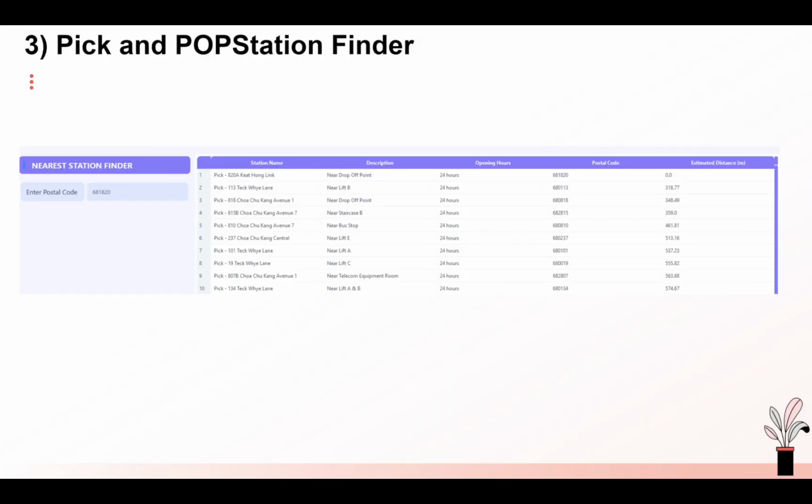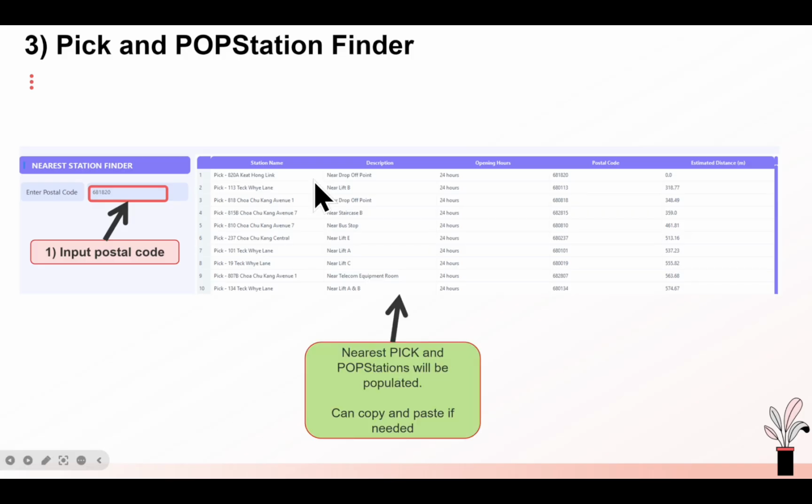Okay, the third feature onwards will be new features that have been added to assist with our workflows. First one is Pick and POPStation Finder. This feature helps us to find the nearest pick and pop station at a given postal code. Upon keying the postal code, the nearest pick and pop station lockers will be populated. User can copy and paste to a notepad if needed.